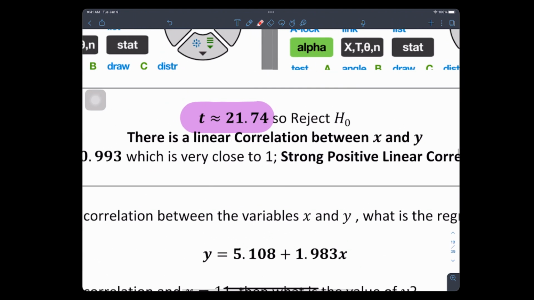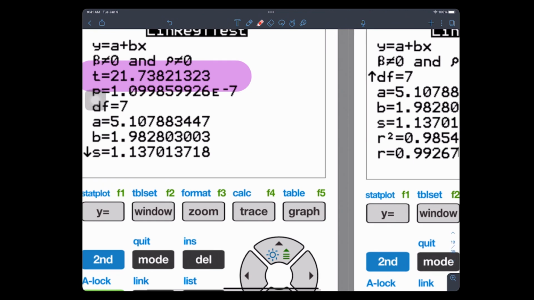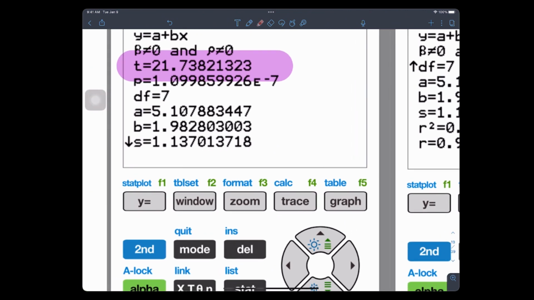This is why we say there's a linear correlation between the two variables. You're done. You're really done. You're done by the traditional method. Aren't you done by that? Once you get your test statistic, you have your conclusion. Now, let's pay attention to these other values. What does this mean, by the way?